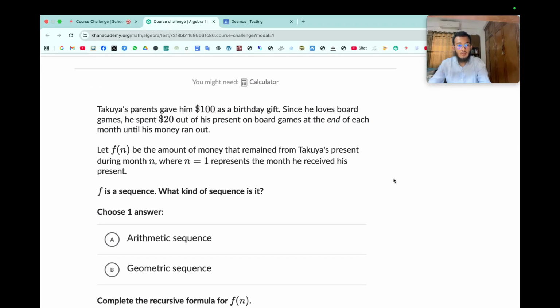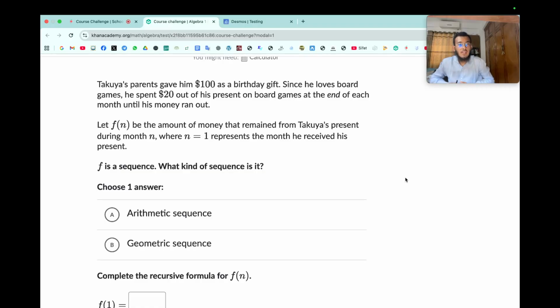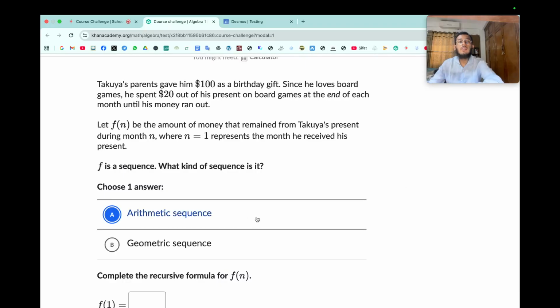All right. Takuya's parents gave him $100 as a birthday gift. Since he loves board games, he spent $20 out of his present on board games at the end of each month until his money ran out. Because he is spending at a constant rate, which is $20 at the end of each month, I can tell it's an arithmetic sequence. The amount of money that remained from Takuya's present during month n represents the money he received. What is the n?